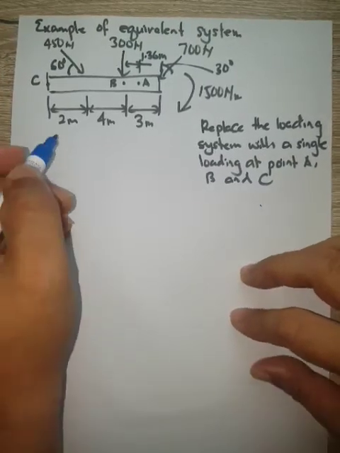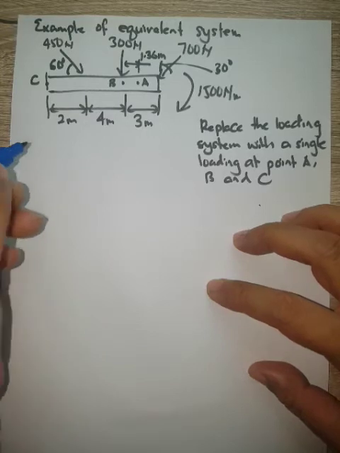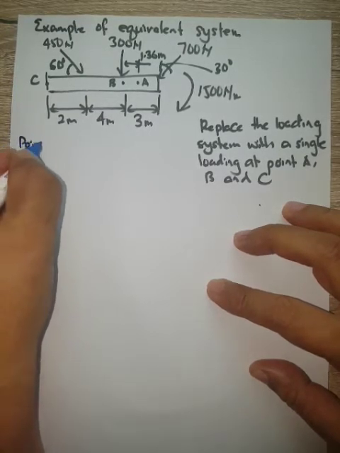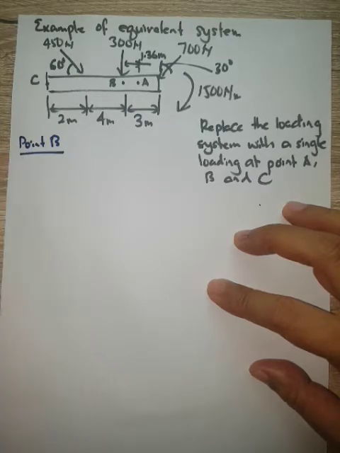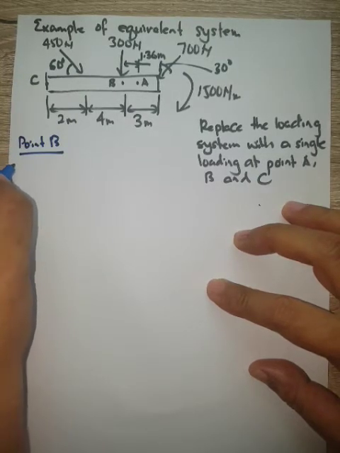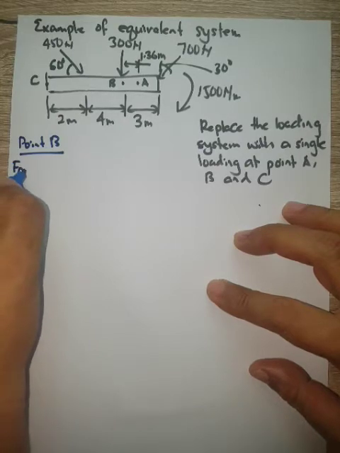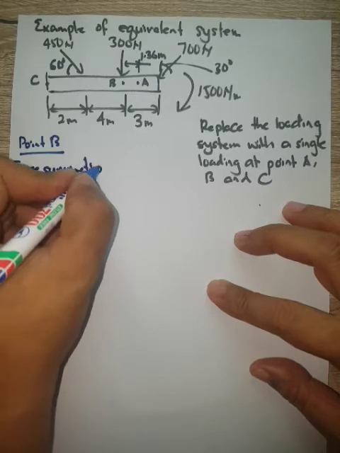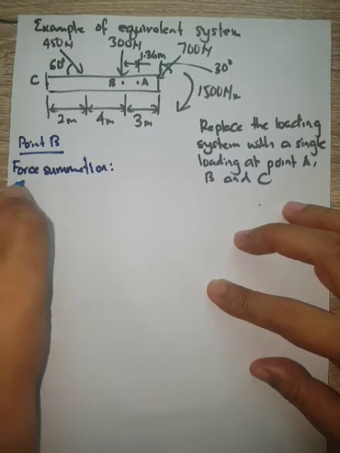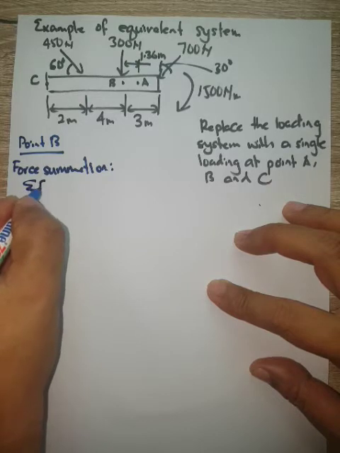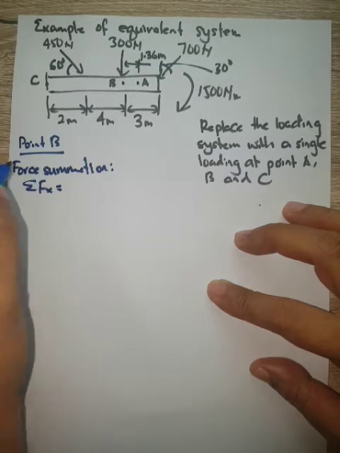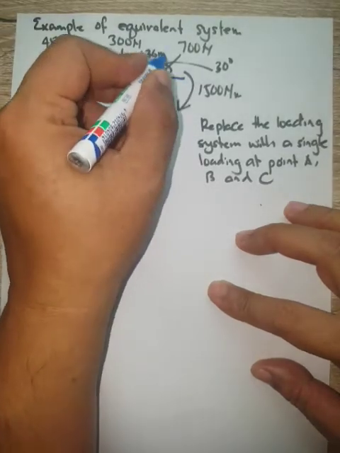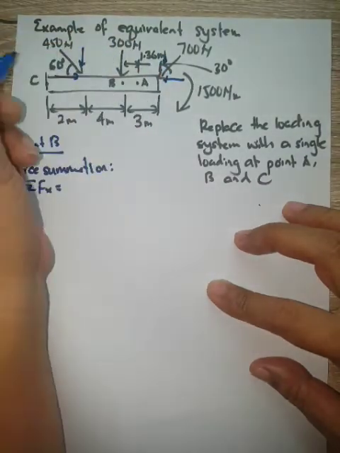First let me find out what is the single loading system at point B. The first step, we need to get the force summation. So we get the total of forces in the x direction. We need to resolve these forces to the x and y direction first. All right, a bit crowded here.